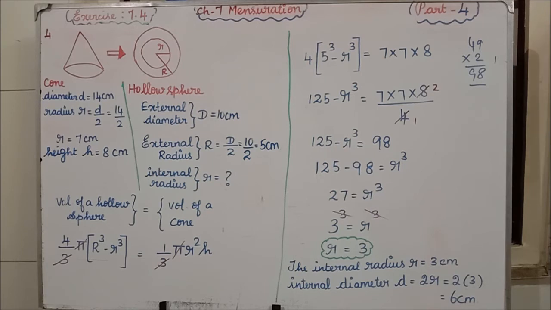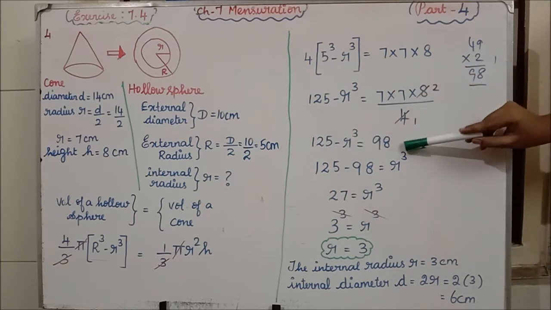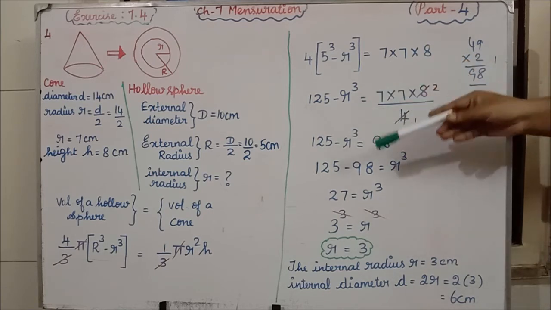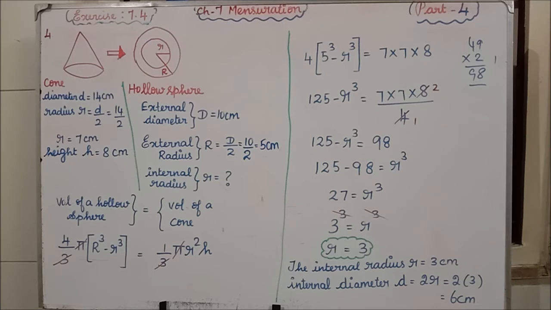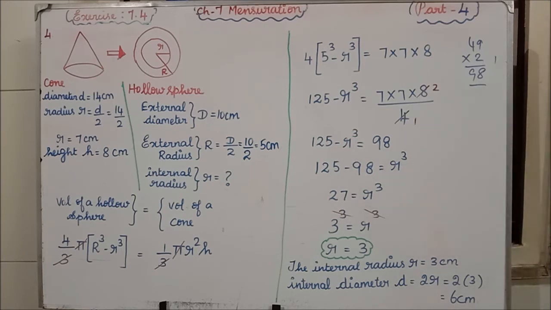What I am going to do is take the minus r cube to this side and take the 98 to the left hand side. So 98 if it goes that side will become minus 98, and minus r cube if it comes this side will become plus r cube. Now 125 minus 98, if I subtract, I am getting 27 equal to r cube.